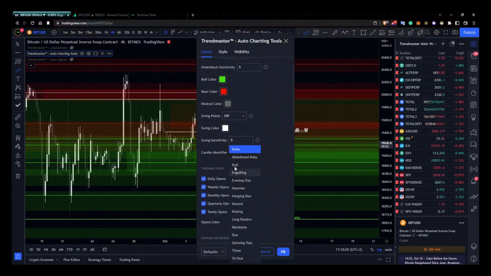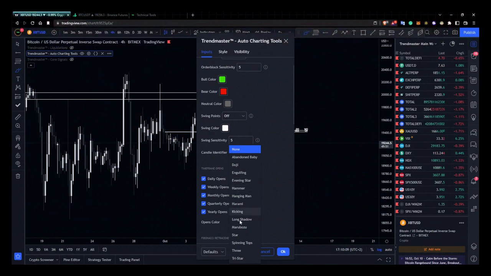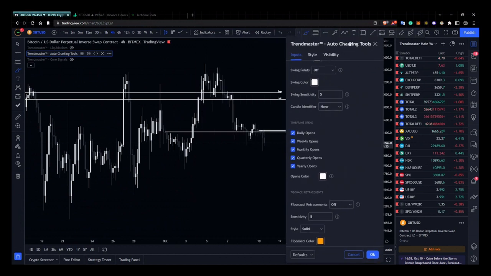Candle identifier, if you're looking for specific candles, it's all these different ones. It'll automatically plot them on whatever time frame you're on. I don't think this is really relevant on anything other than high time frames, because on the daily and weekly especially, it becomes really interesting, but it automatically plots them, which I think is really cool.